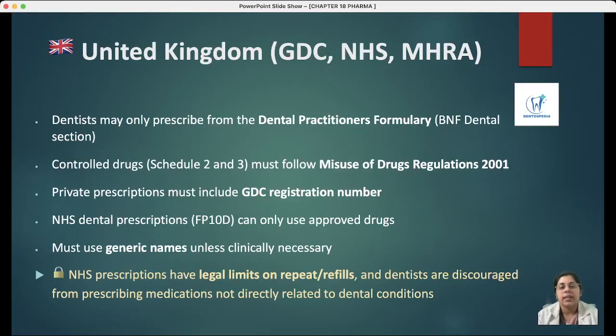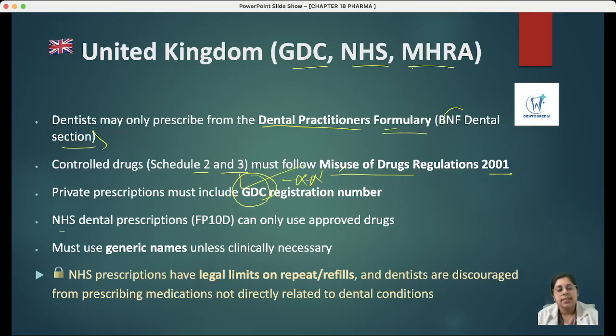Now in the UK, United Kingdom, GDC, NHS, and MHRA are being followed. Dentists may only prescribe from the dental practitioner formulary, that is the BNF dental section. Controlled drugs like Schedule 2 and Schedule 3 must follow the Misuse of Drugs Regulations 2001. And private prescriptions must include the GDC registration number. Okay, this is also important, can be asked as your MCQs.